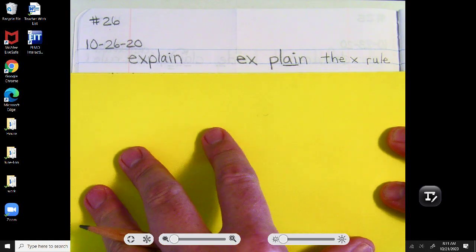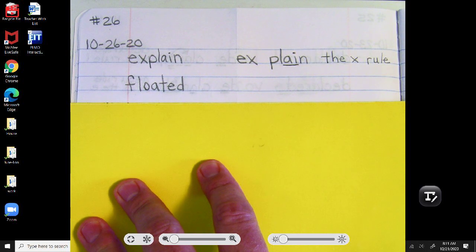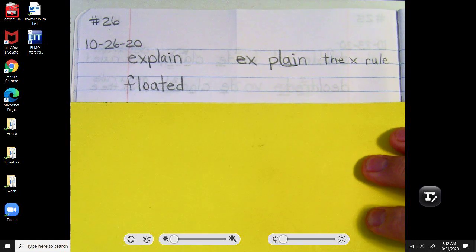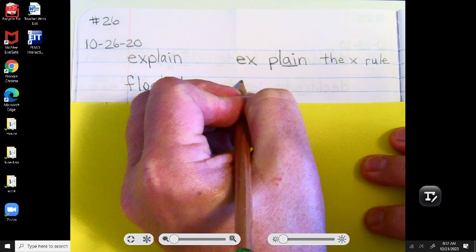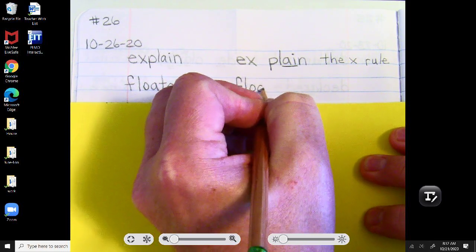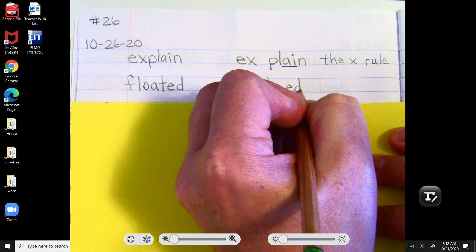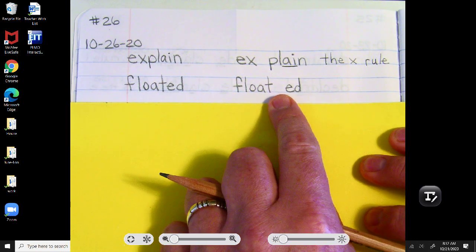Let's go to our second word. Floated. Scholars, take a moment, pause and analyze floated. Let's check how you did. Floated is also a two-syllable word. Float, ed. Right, so float, finger space, ed.